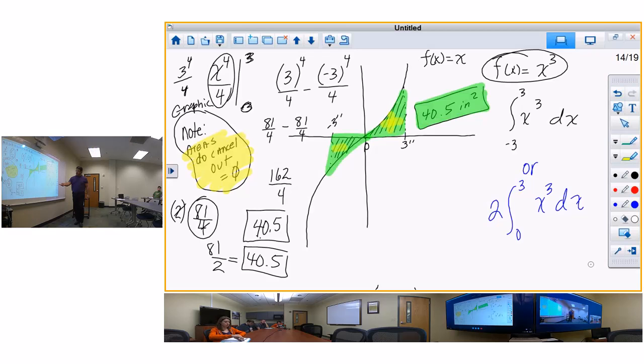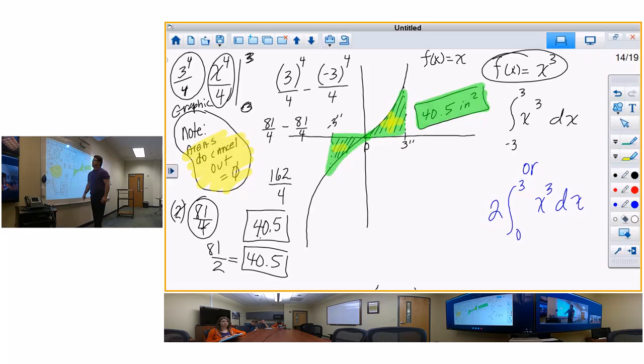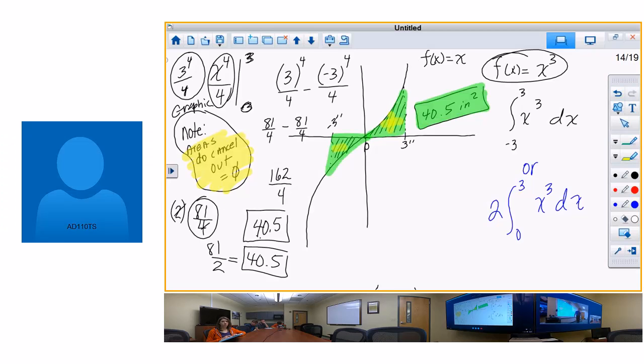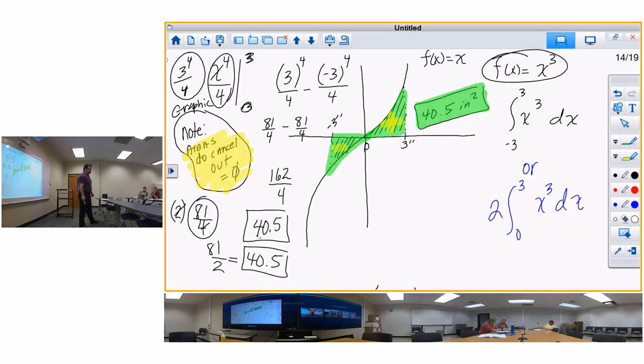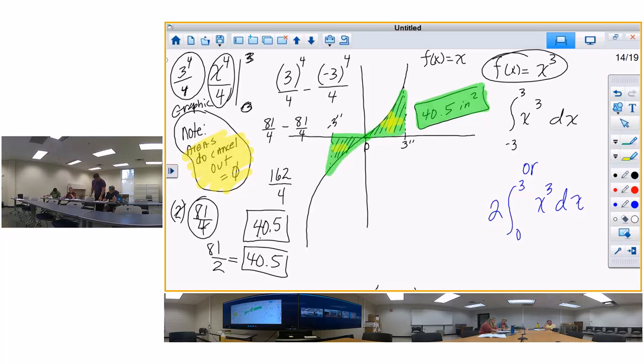Okay, here's what I did. Right here. All right, first of all, when you plugged in, here it is, 3 to the fourth over 4. There it is. 3 to the 4 is 81. I didn't get 3. Let me see what you did. Here it is. Take the antiderivative of that. You got to add the fourth.